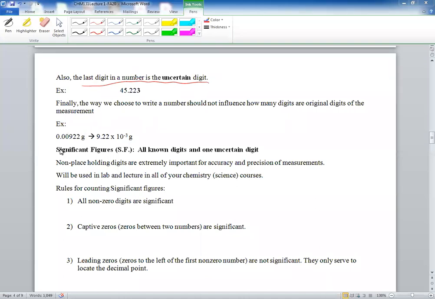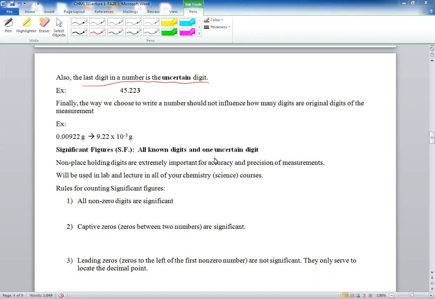If you look here, this number, 0.00922 grams, is exactly the same as 9.22 times 10 to the negative third. Except, of course, the only difference is the representation. This was represented in a scientific notation fashion. This one used the decimal. So this should not influence, again, how many digits are what we call original digits.